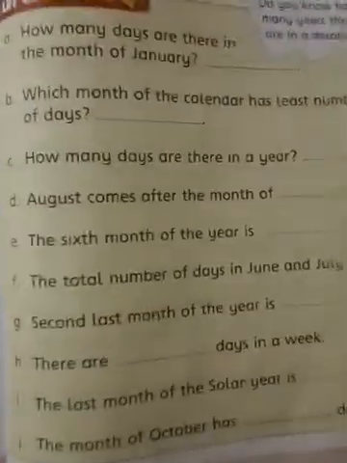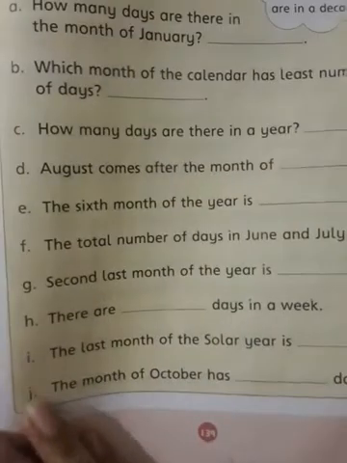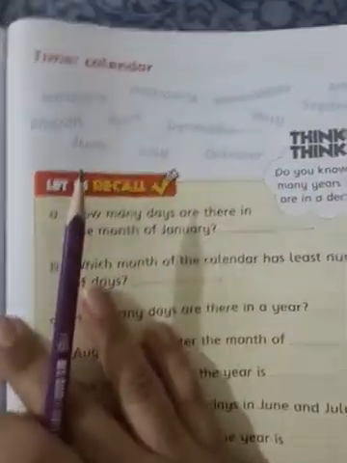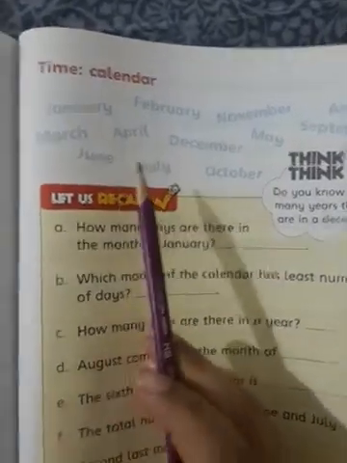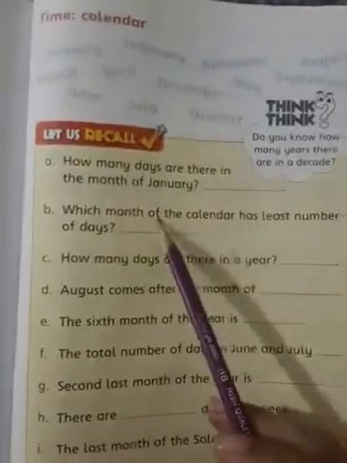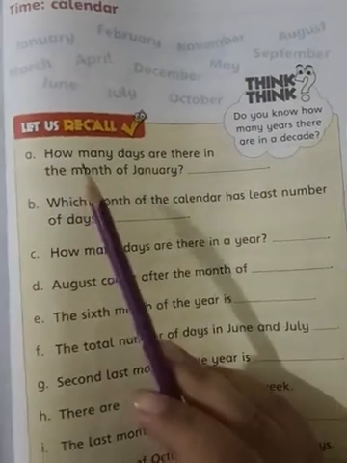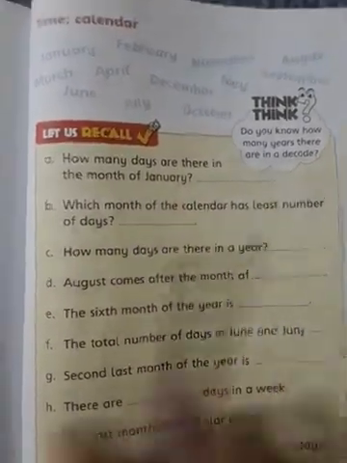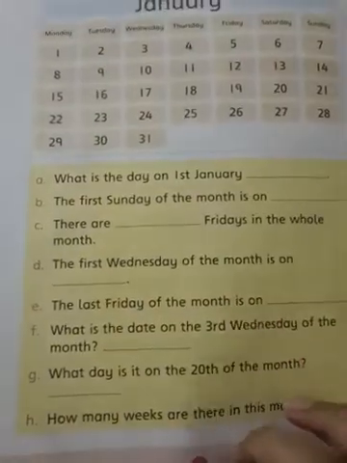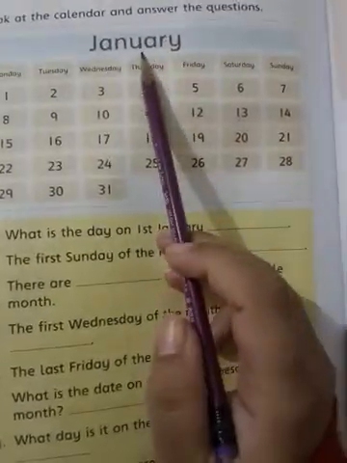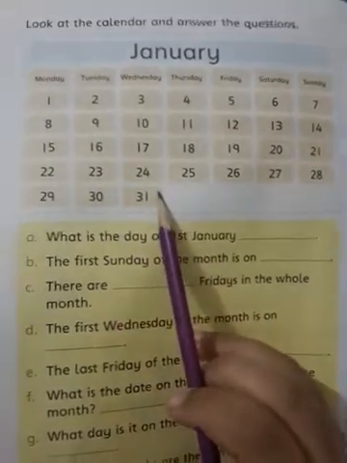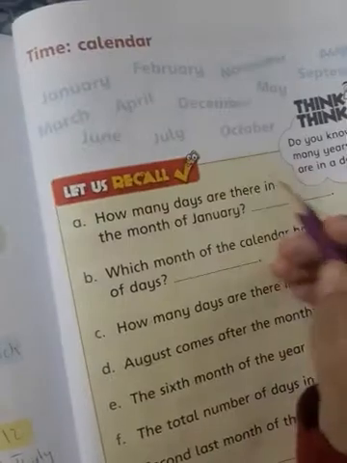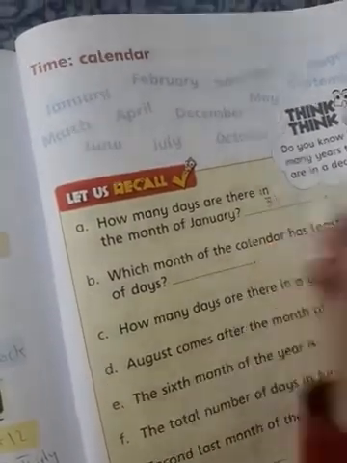ओके, now look at page number 139. Time calendar. Okay, this is a calendar of a year. We fill these blanks. How many days are there in the month of January? Everyone open page number 140. Okay, this is the month of January. How many days in the month of January? 31 days. Everyone write here 31.